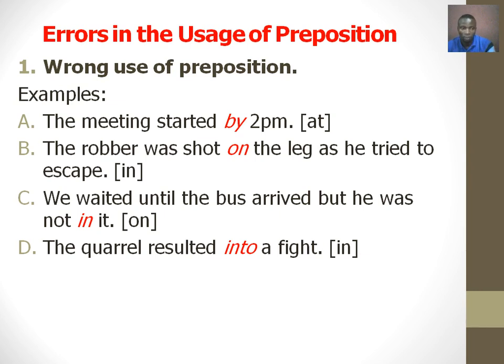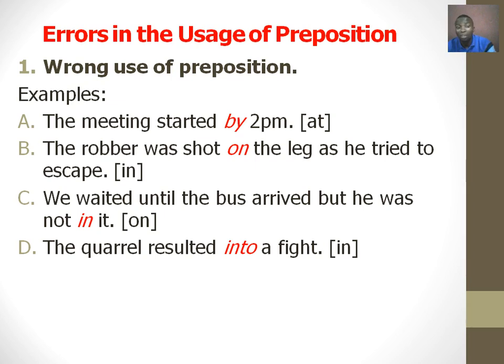The second example says, the robber was shot on the leg as he tried to escape. It is true that the robber may have been shot. It is true that the part of the body aimed at was the leg. But the wrong preposition used there is on. The robber was not shot on the leg.